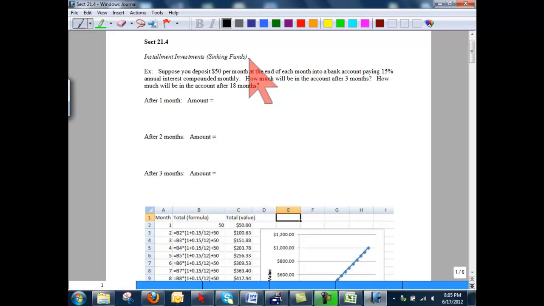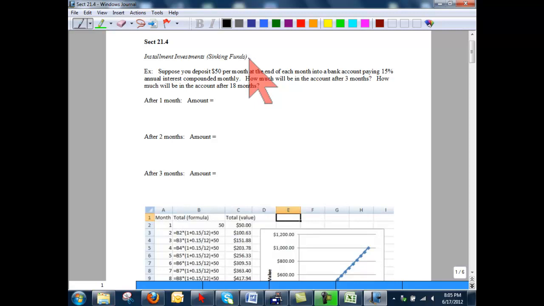This is a more realistic situation. Notice it's a more complicated situation as well. In the previous type of investments, there was one principal put down, and then we could apply a formula to find out how much it would grow to at the end of the investment period. But now there are many principals put down.